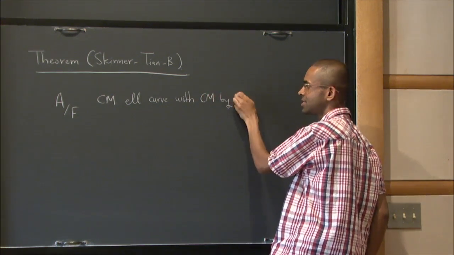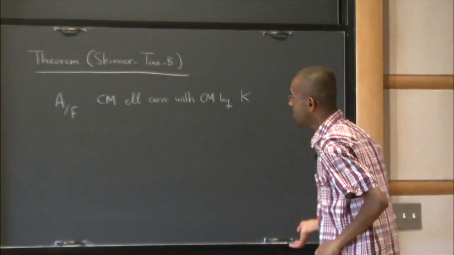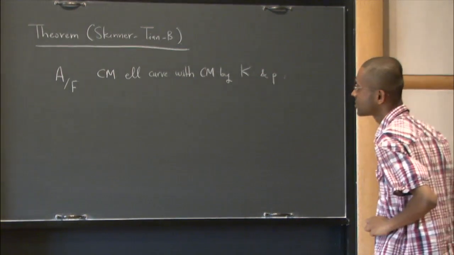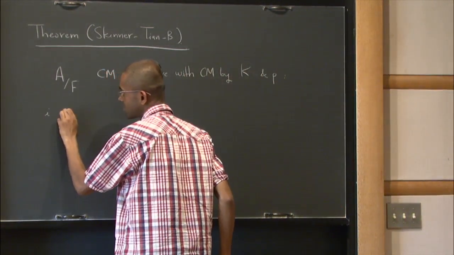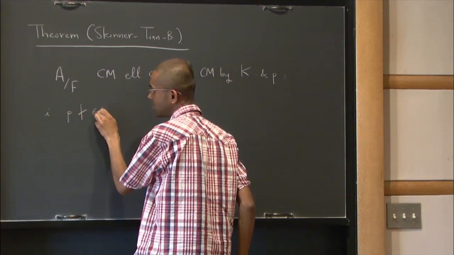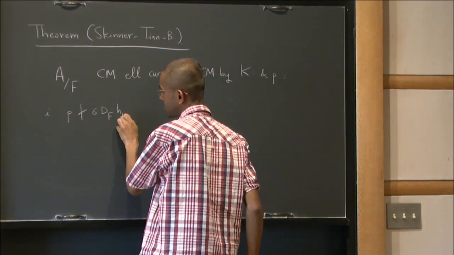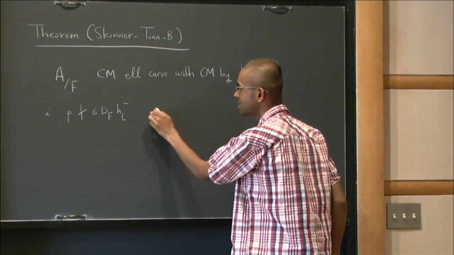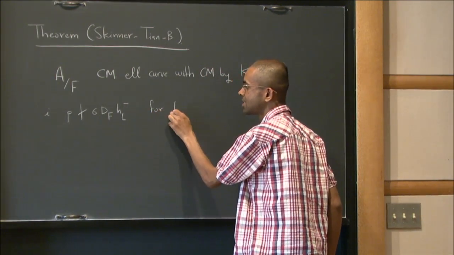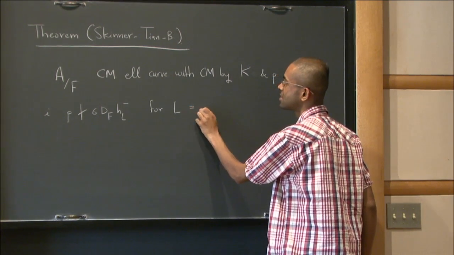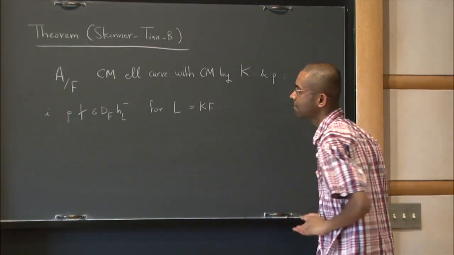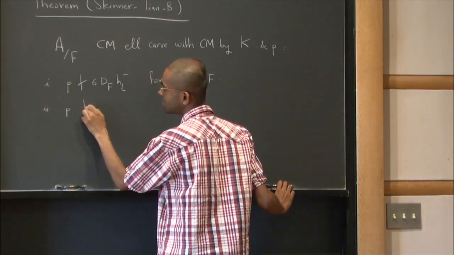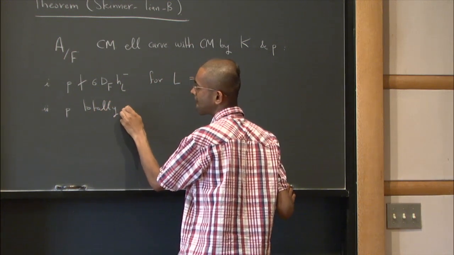With CM by an order in an imaginary quadratic field, let's just say K. And suppose P is a prime satisfying certain hypotheses. It's coprime to the discriminant and not 2, 3. It's coprime to certain class number h_L minus, for L the composite field, so L is KF. This P totally splits in L.